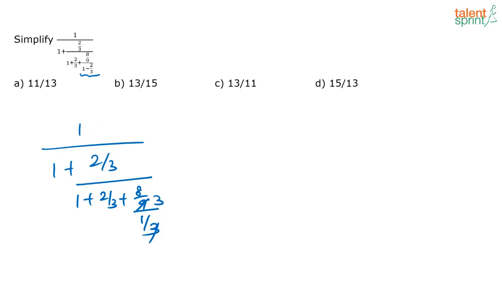So now you are left with 1 plus 1 by 1 plus 2 by 3 divided by 1 plus 2 by 3 plus 8 by 3, correct? So what does this become? It will become 1 by 1 plus 2 by 3 divided by, here 2 by 3 plus 8 by 3 is 10 by 3, correct? So you have 1 plus 10 by 3.